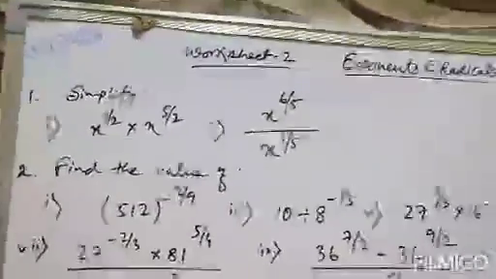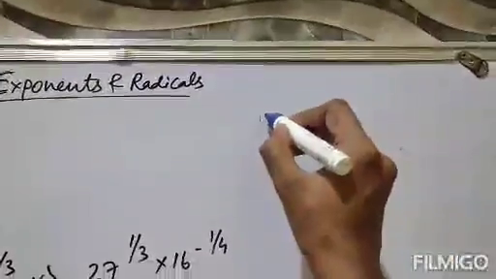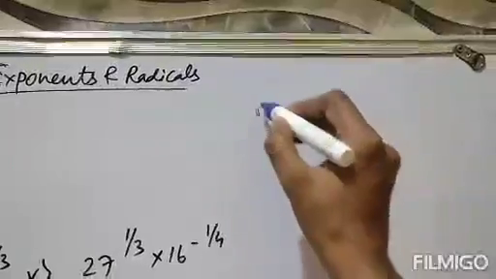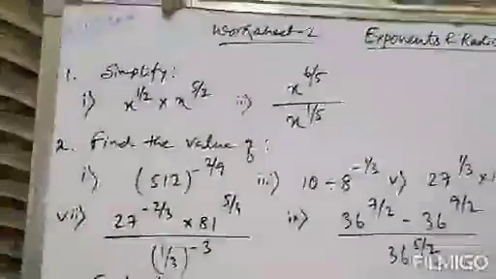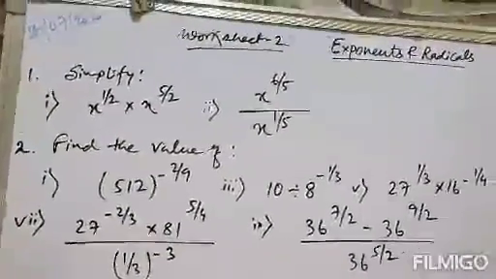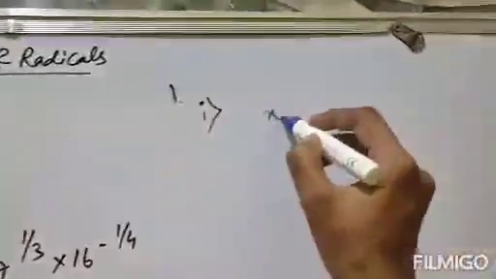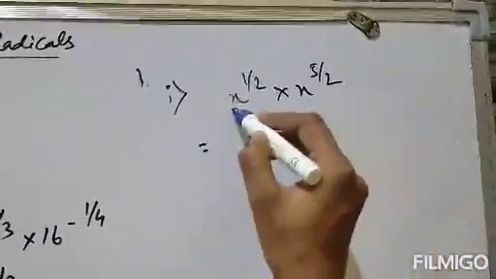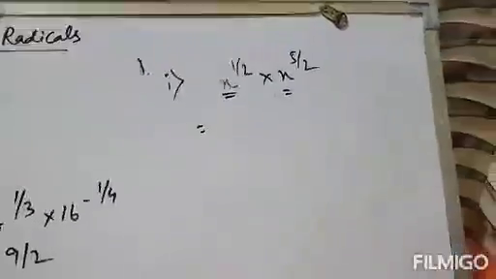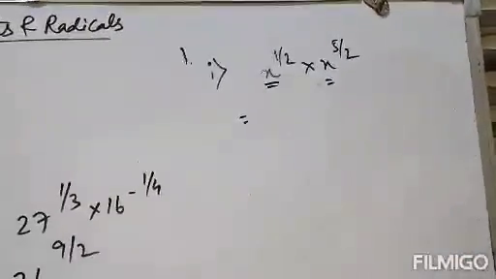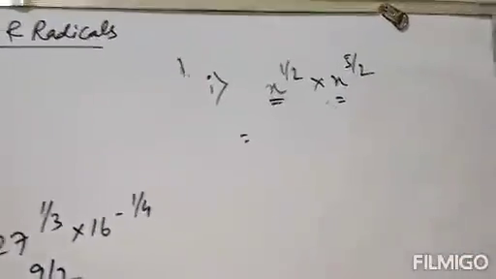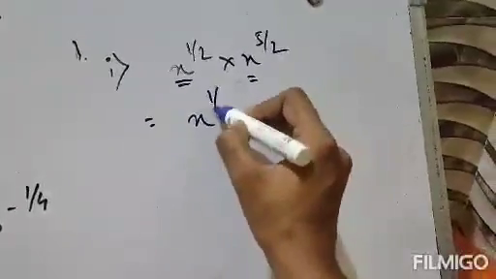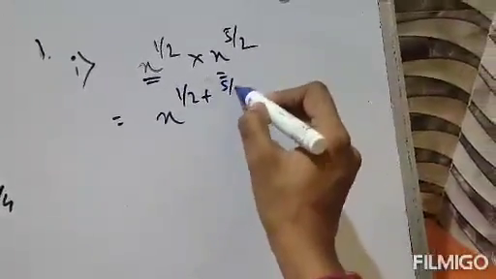Starting this session, the first question is to simplify x to the power 1 by 2 into x to the power 5 by 2. Here the bases are same. If the bases are same, the powers will get added. Clear? So it is x to the power 1 by 2 plus 5 by 2.